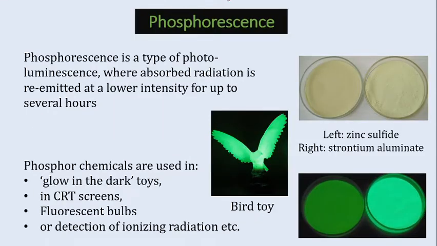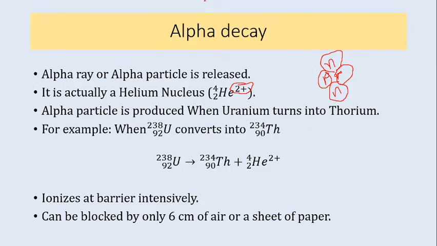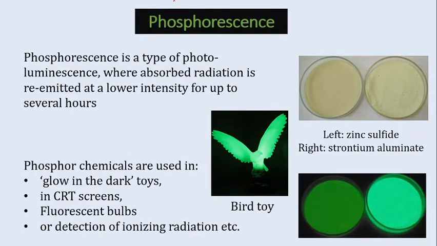Then a new term comes here, that is phosphorescence. How this term comes: in the lesson of alpha decay we came up with a new term, that is phosphorescence on zinc sulfide screen. So what is phosphorescence? Phosphorescence is a type of photoluminescence. That means that is a kind of process of emitting light where absorbed radiation, UV light, is re-emitted at lower intensity for up to several hours.